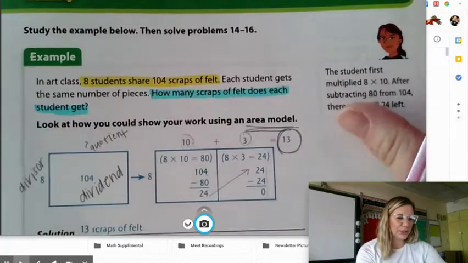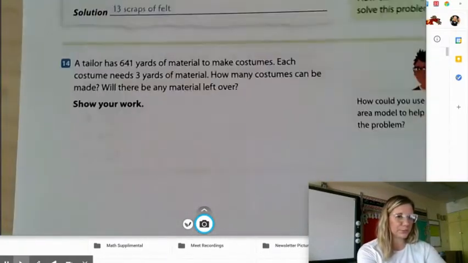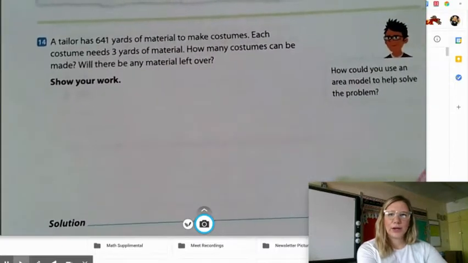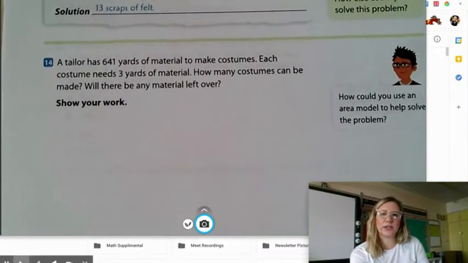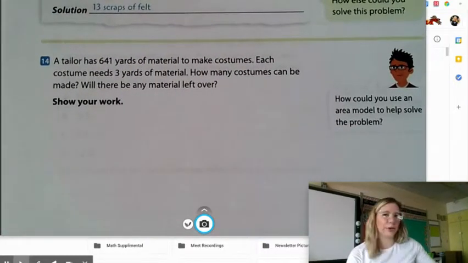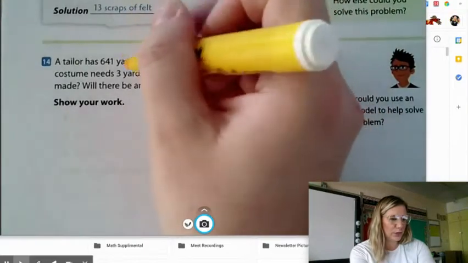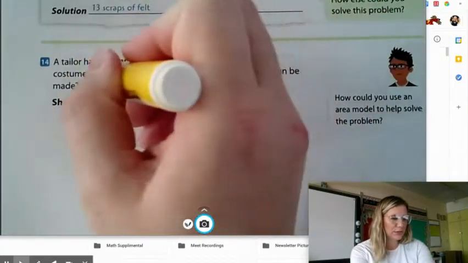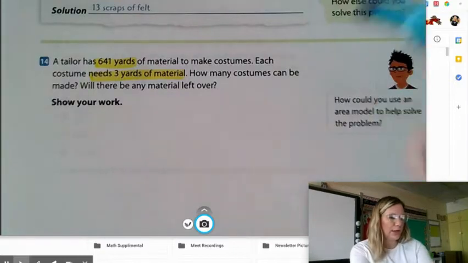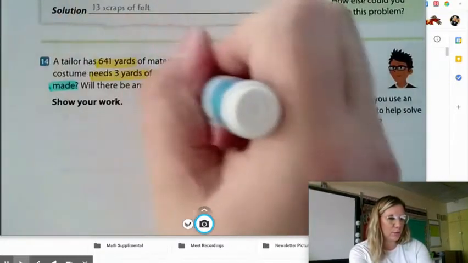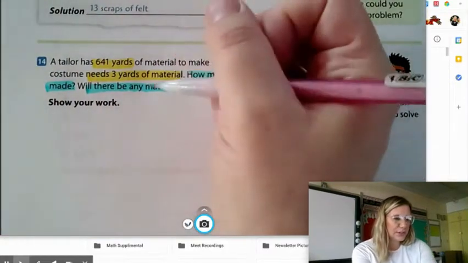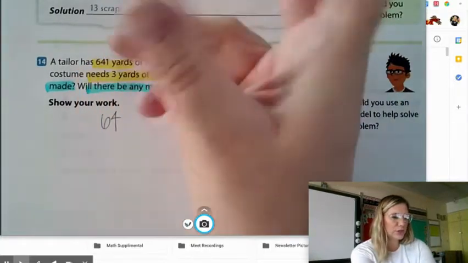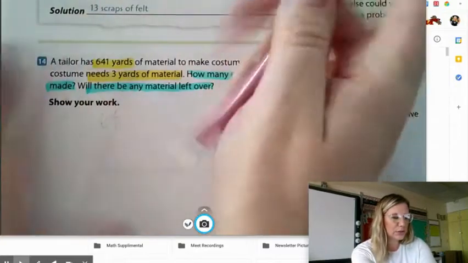All right, let's look at number 14. A tailor has 641 yards of material to make costumes. Each costume needs 3 yards of material. How many costumes can be made? Will there be any material left over? So there are 2 questions I had to highlight there. Here we're doing 641 divided by 3. I am going to use partial quotients.